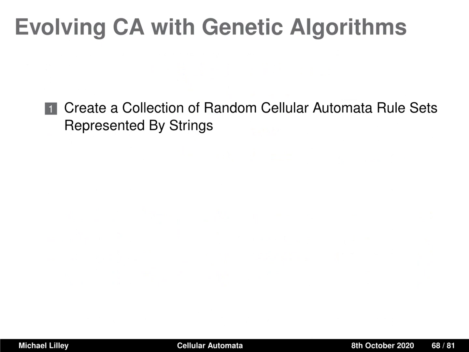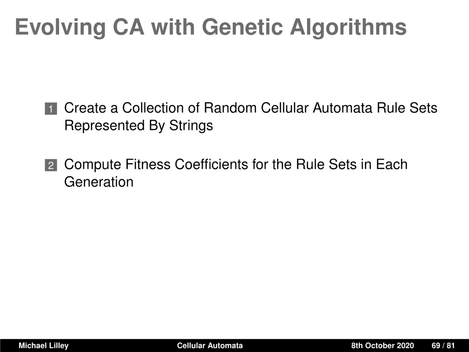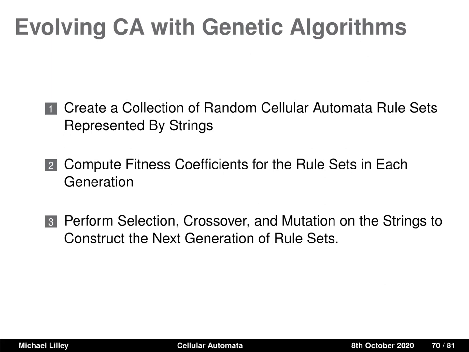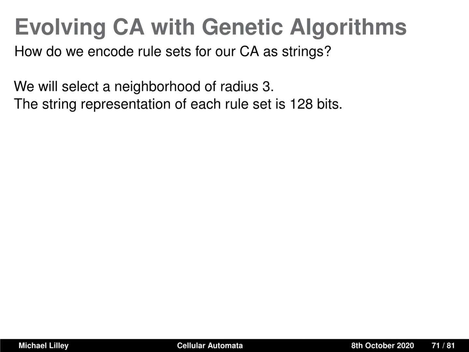Now that we've seen genetic algorithms in action, we can apply them to our density problem. We'll do this in 3 parts. First, we'll create a collection of random cellular automata rule sets represented by strings. Next, we'll compute fitness coefficients for the rule sets in each generation. Finally, we'll perform selection, crossover, and mutation to construct the next generation of rule sets. To handle the first step, we first have to figure out how to encode rule sets as strings.